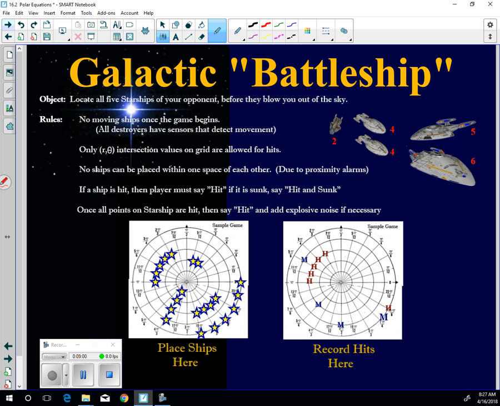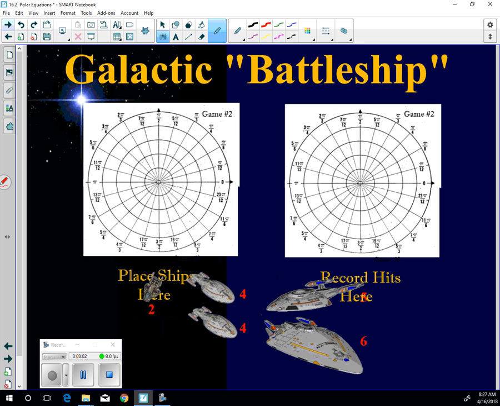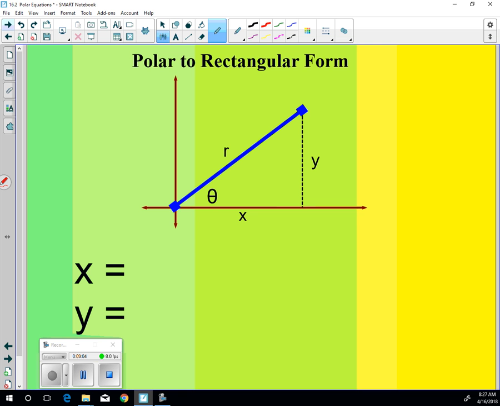Now, we'll come back to that. Now, let's say we wanted to go from polar to rectangular form. Now, this one's kind of interesting. You have it in r, theta form, and you want to find x and y. Well, what's the relationship between these three?